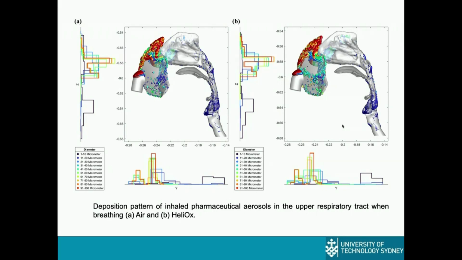But the range is from 1 micron to 100 micrometer size particles, and these are the clusters, and you can see how only air is affecting, and how Helox is affecting. You cannot see it properly from here, but if we go to some pressure and velocity analysis, you can see there.